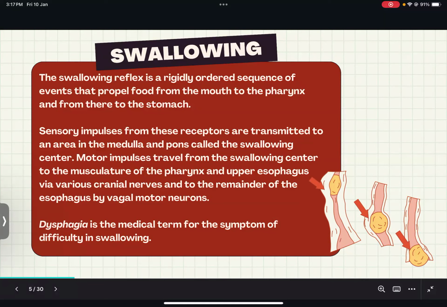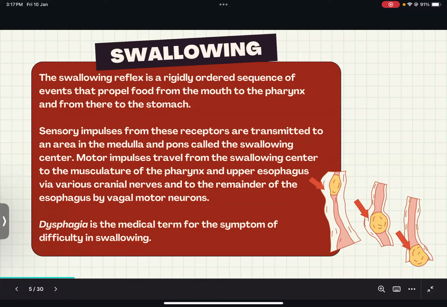Okay, so swallowing is a reflex that is a sequence of events to propel food from the mouth to the pharynx, to the esophagus, and lastly to the stomach. It is mediated by sensory impulses, which are also called mechanoreceptors, that sense the food bolus in your oral cavity, and then in your esophagus, and this is all controlled by an area in the medulla and pons called the swallowing center.